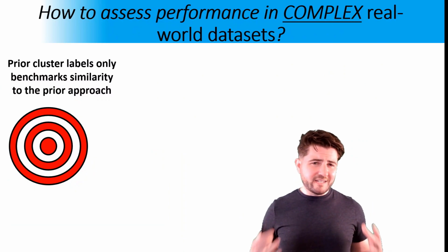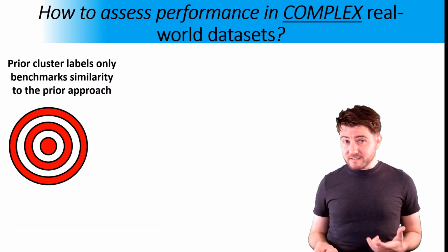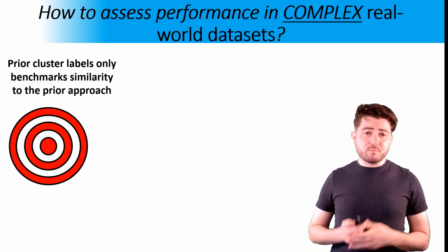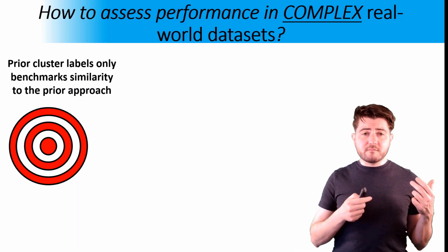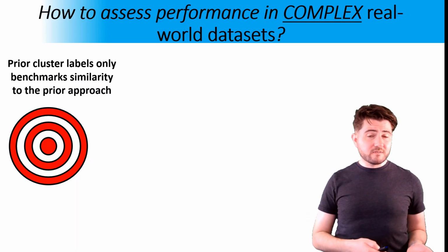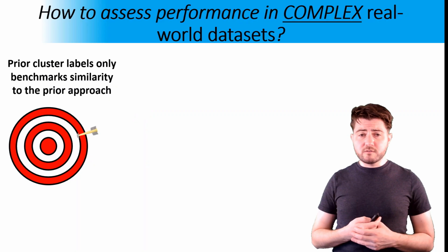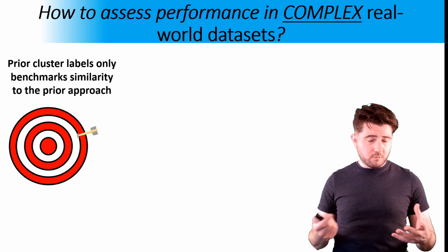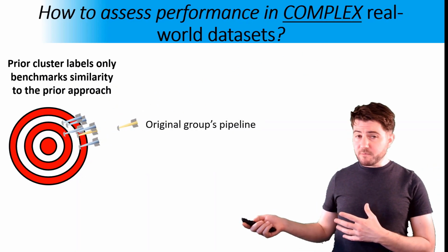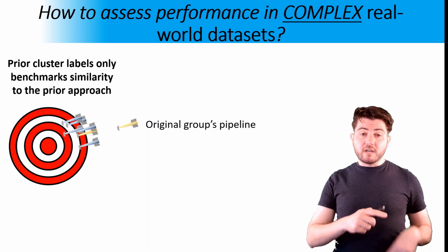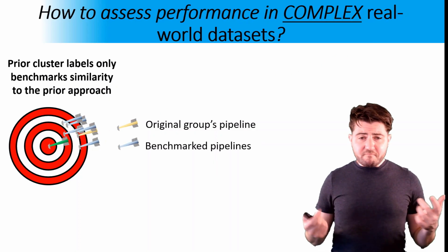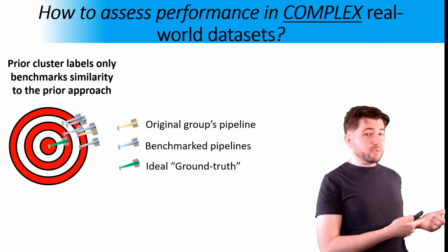So how can we actually assess performance in complex real-world datasets? As I mentioned before at the top, many approaches will use prior cluster labels as benchmarks, benchmarking for similarity to those prior labels. So let's say we have a single data set that's published with labels, and then we have pipelines that we're benchmarking against each other to see which of them can reproduce those labels with something like adjusted Rand index. But again, that's different from actually knowing the ground truth.